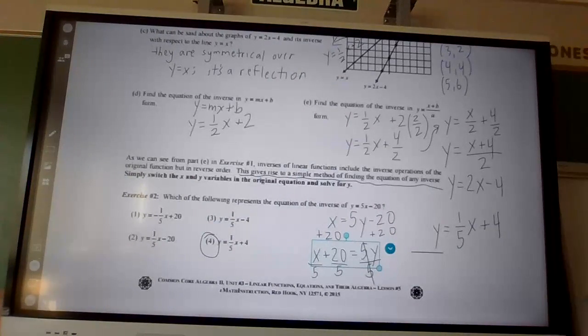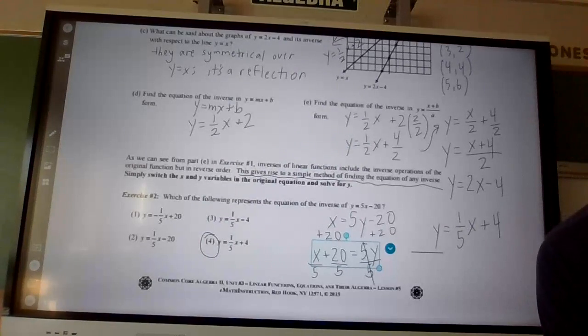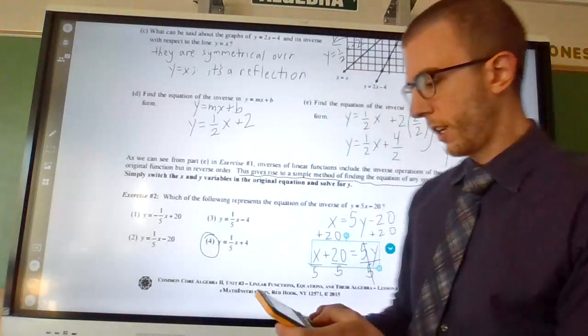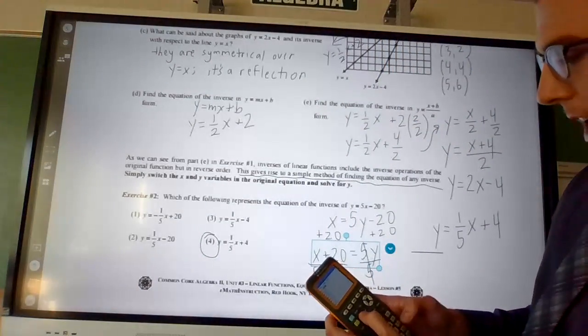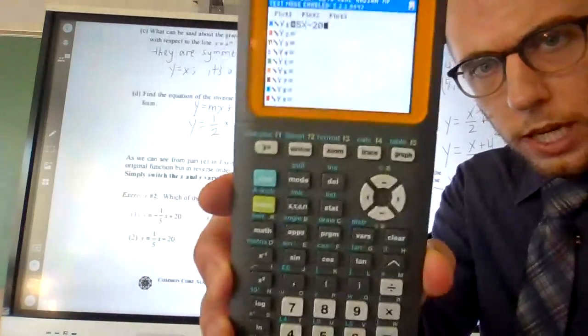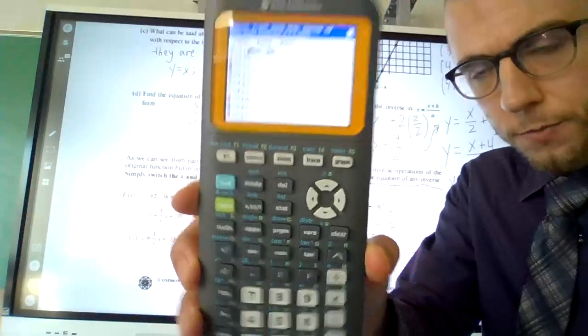Y equals 5x minus 20. And maybe let's just verify that real quick, shall we? We shall. Okay, I'm going to type in 5x minus 20. Y equals 5x minus 20. I'm entering my original in here.